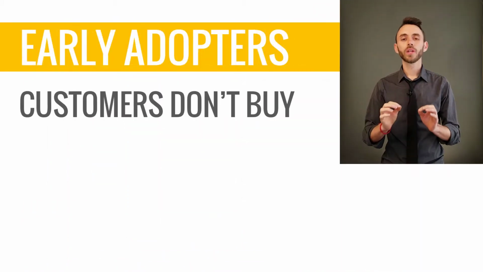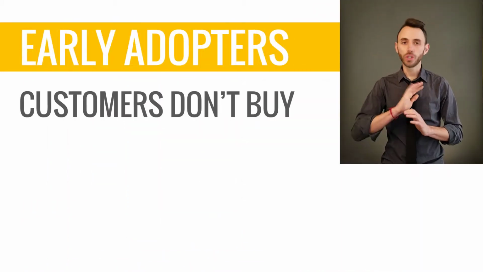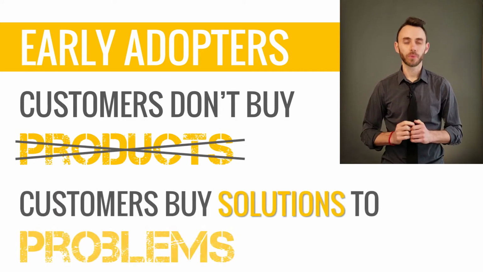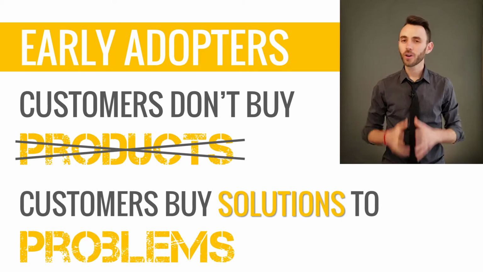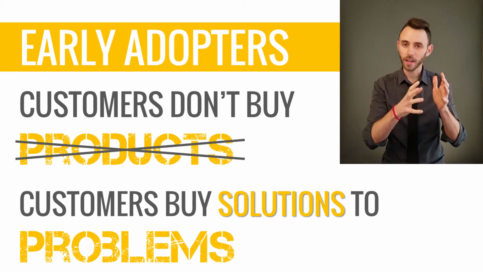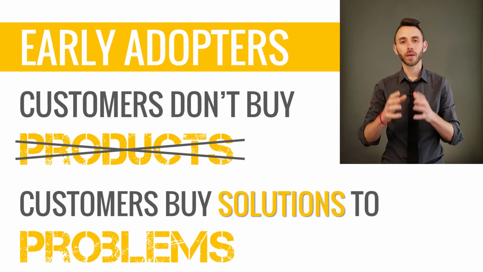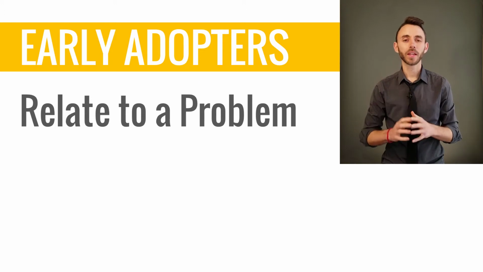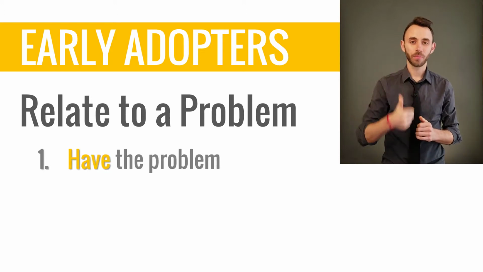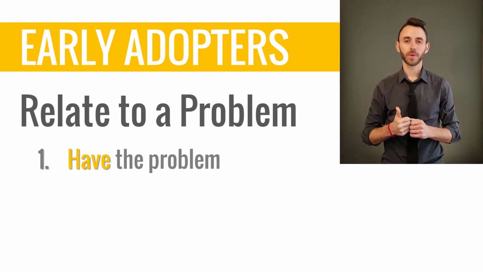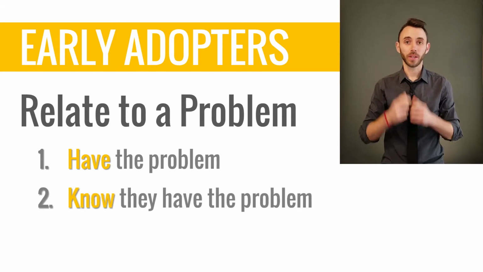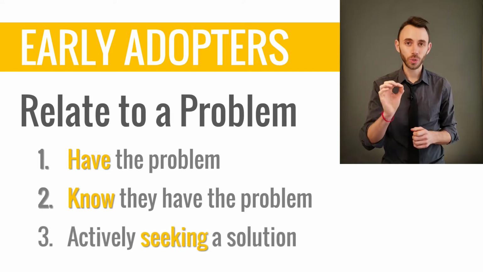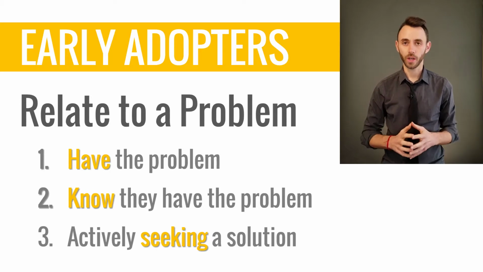So when we think about early adopters, we want to remember that customers don't buy products. Customers buy solutions to problems. So we don't want to think about early adopters in terms of their relationship to a product. We want to think about early adopters in how they relate to a problem. And by that I mean early adopters are people who have the problem that your students want to try and solve. They know they have the problem that your students want to try and solve. And early adopters are actively seeking a solution to the problem your students want to solve.